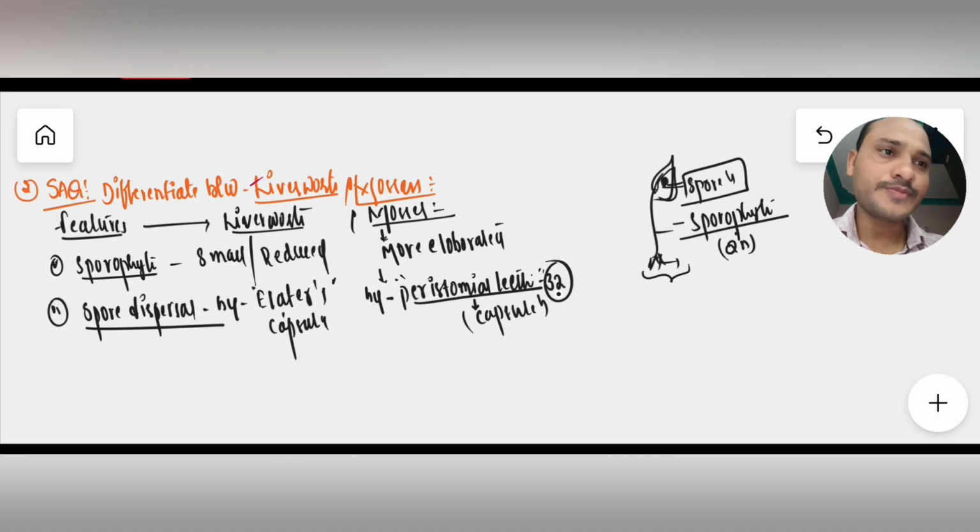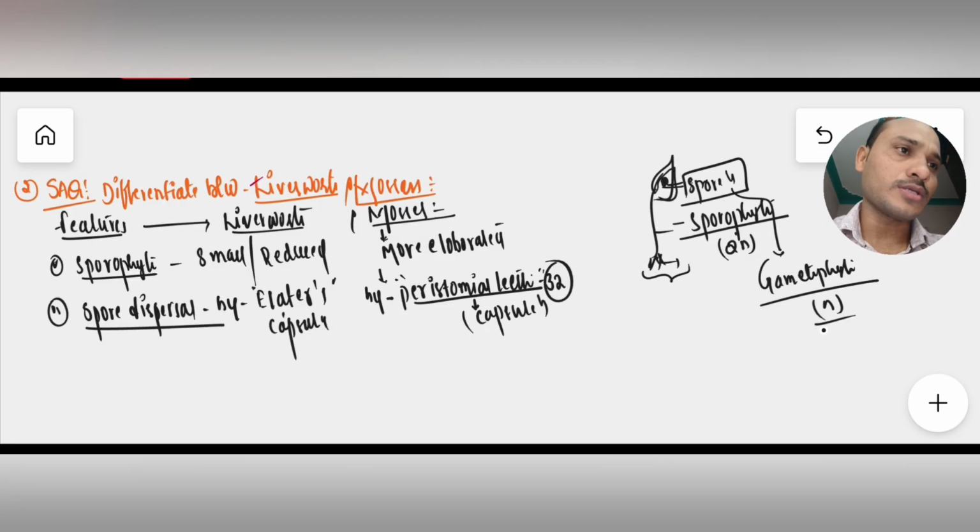Remember, this is the sporophyte plant body. From the spores of the sporophyte plant body, they later germinate into another plant body, that is the gametophyte plant body, which is haploid in nature. So here is the gametophyte plant body and here is the sporophyte plant body. Both types of plant body are exhibited by the bryophytes.